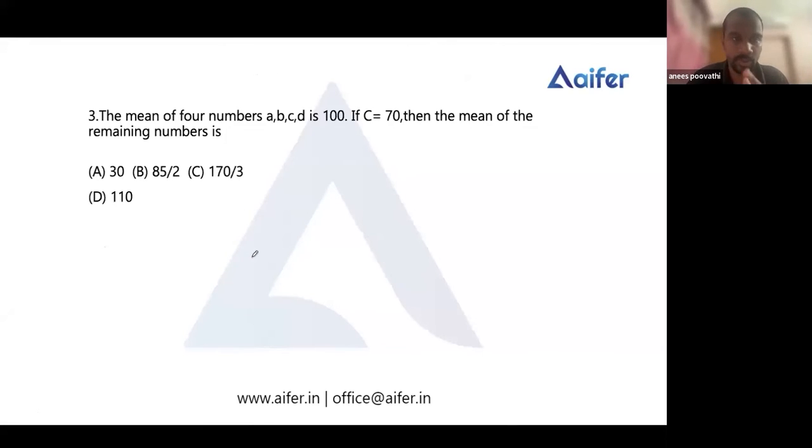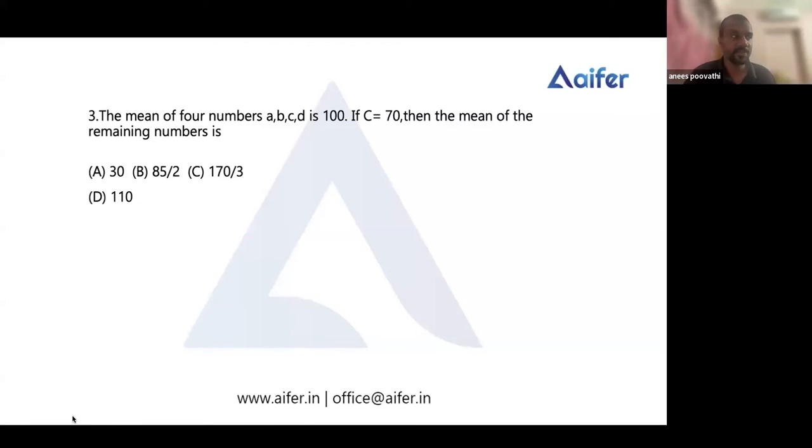I just missed one more type in average. So this is a question. It's a new type of question which I haven't discussed yesterday, but I will discuss now. Try to give me the answer. The mean of four numbers A, B, C, D is 100. If C is equal to 70, then the mean of the remaining numbers is what? That is the question. Give me the answer.